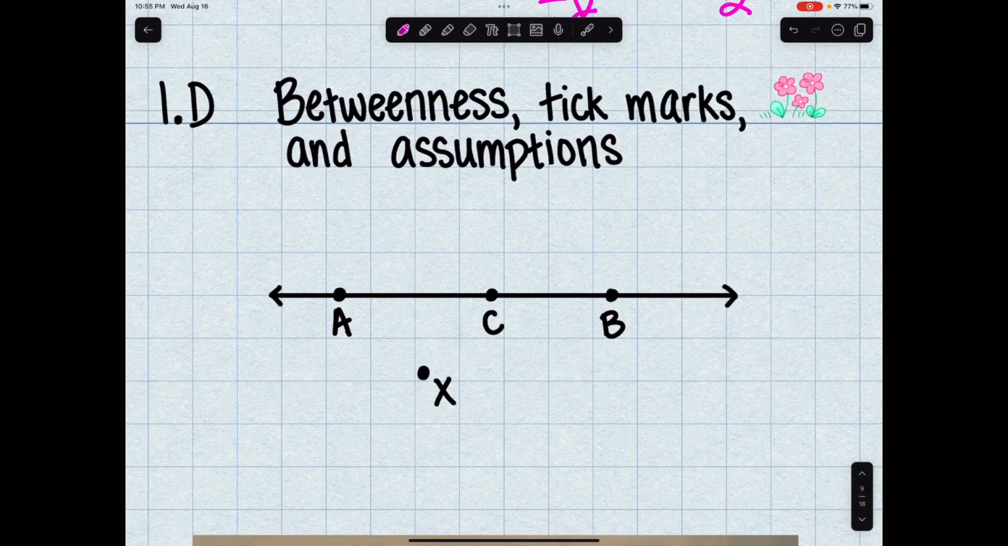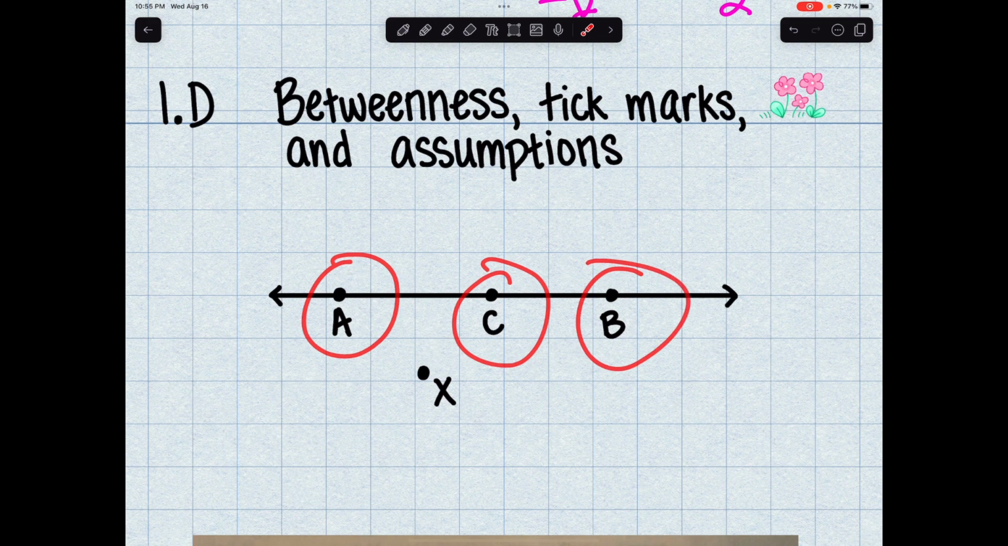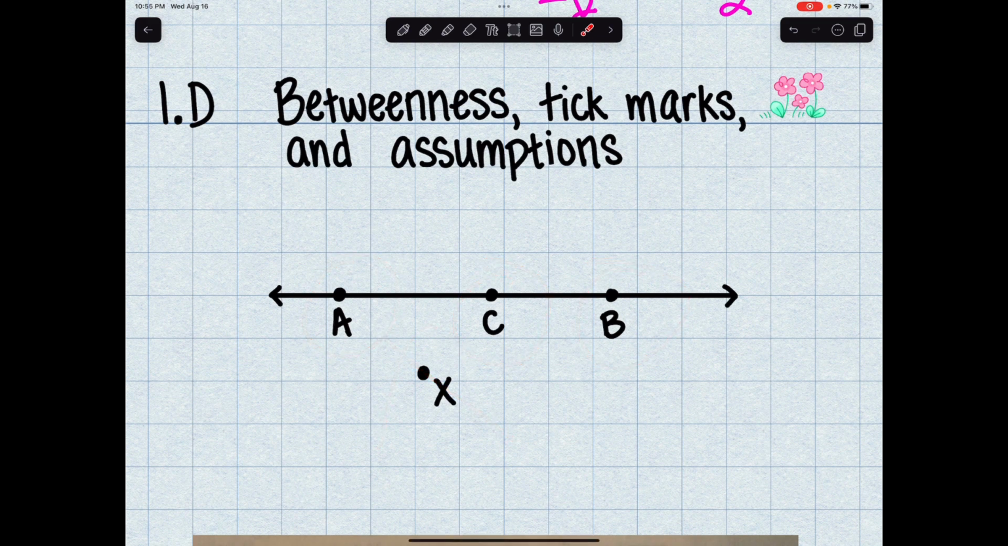All right, let's go over betweenness, tick marks, and assumptions. One point is said to be between two other points only if they lie on the same line. So you could say here, point C is between A and B. X is not even related to those, so you can't say it's between anything because they're not on the same line.